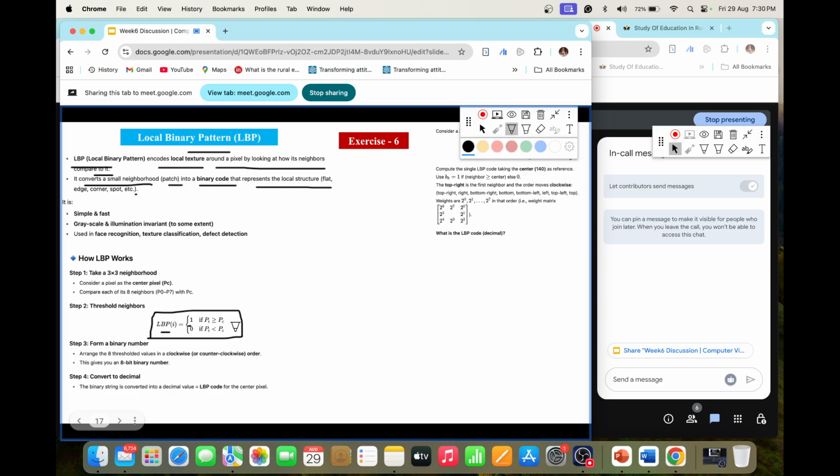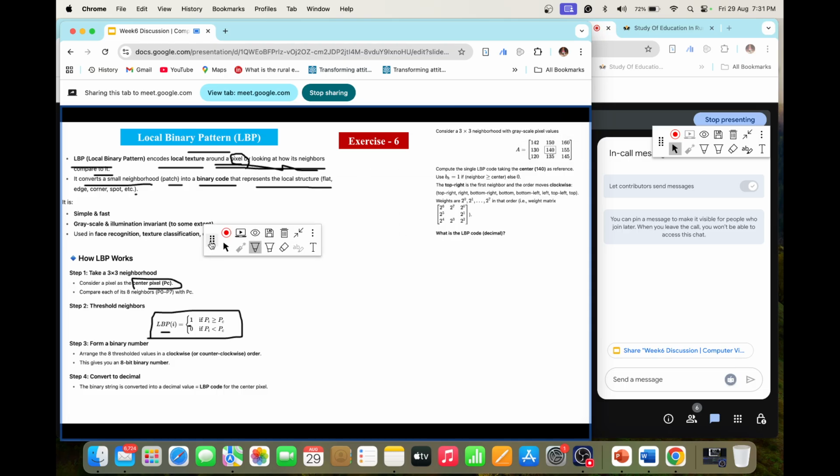What is Pc? Pc is the center pixel, the target pixel, around which you are focusing, looking at how its neighbors compare to it. The neighbors around the pixel are given by Pi. So Pc is the center pixel and Pi is the neighbor pixel around it. It will be more clear by this example.